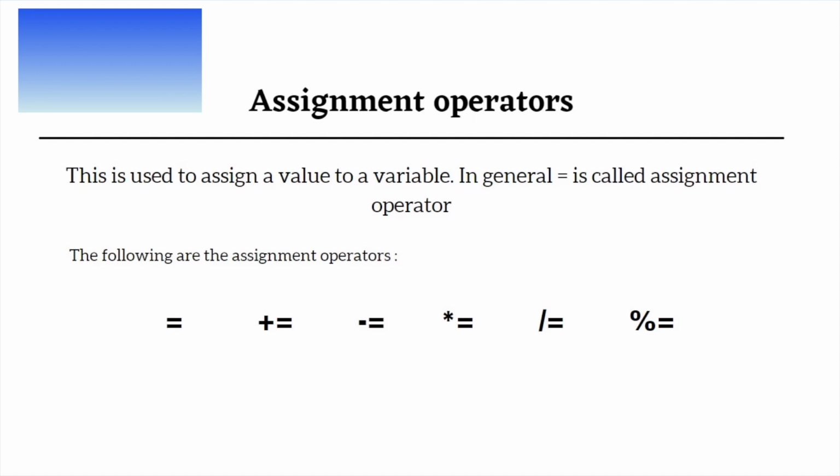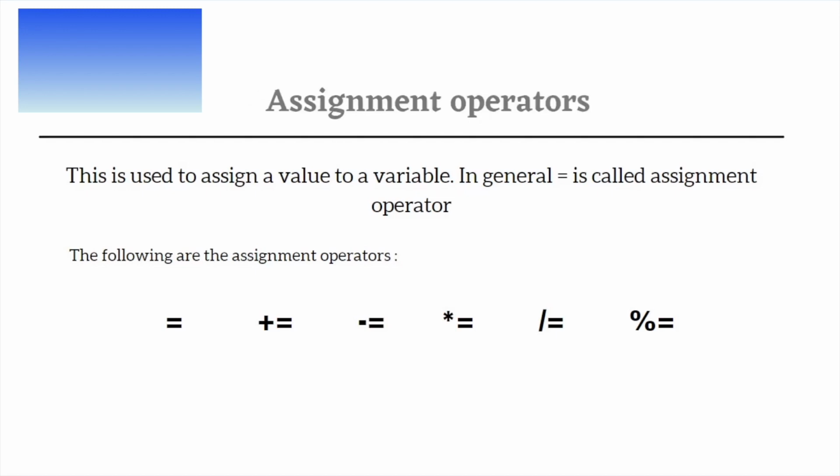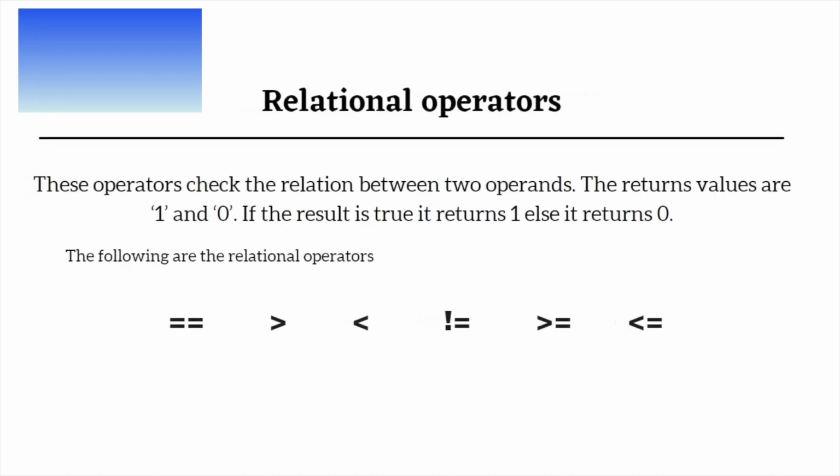The following are the assignment operators: equals, plus equals, minus equals, star equals, forward slash equals, percentage equals. That is addition equals, subtraction equals, multiplication equals, division equals, modulo equals. We'll explain each symbol in detail while we do our hands-on. And next come relational operators.